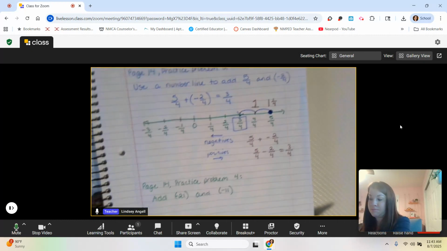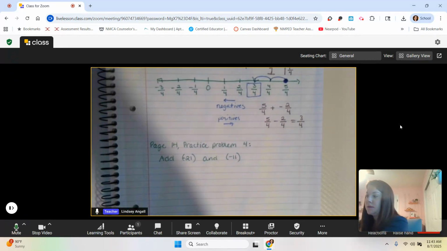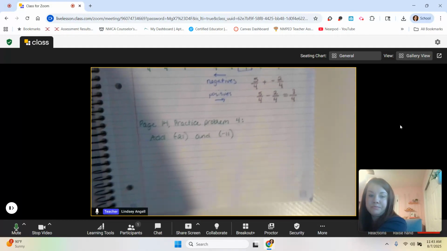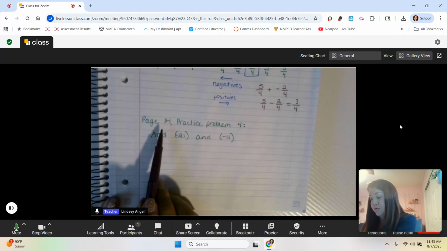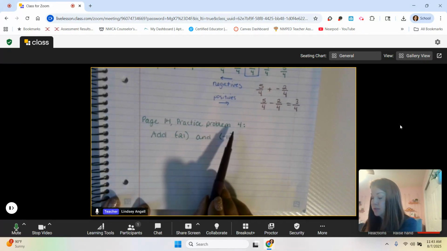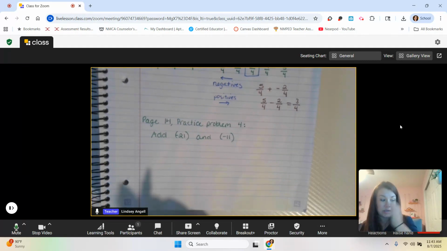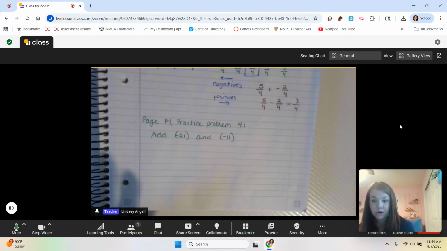Ooh, this one I got some bigger numbers. Right? Let me get there we go. That's a little better. Okay. This is page 14 from your lesson, practice problem number 4. All right? So if you need to stop for a minute and go do the other problems in between, you can, or just write it down for later.